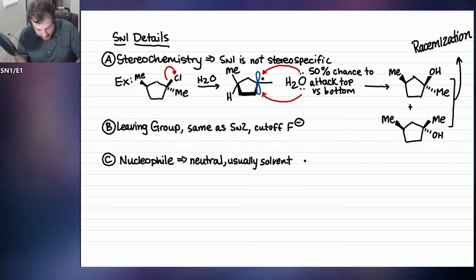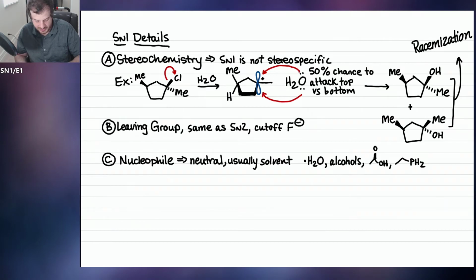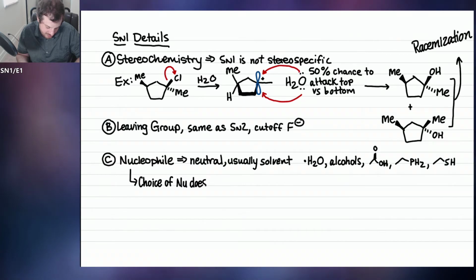Some common nucleophiles for SN1 include water. Basically, all the nucleophiles that are too poor for SN2. Alcohols, carboxylic acids, neutral phosphorus compounds like phosphines, and neutral sulfur compounds like thiols. Those all work fine for SN1. And remember that the choice of the nucleophile does not affect the rate, because it's unimolecular with respect to the substrate.